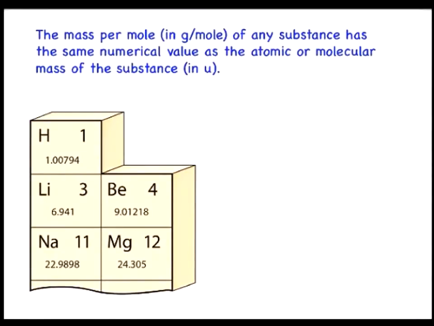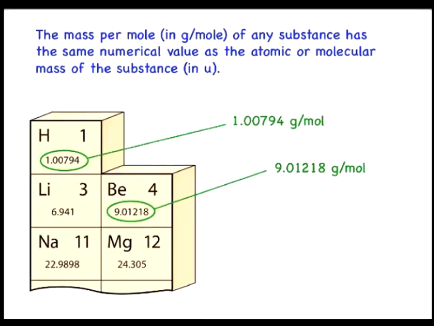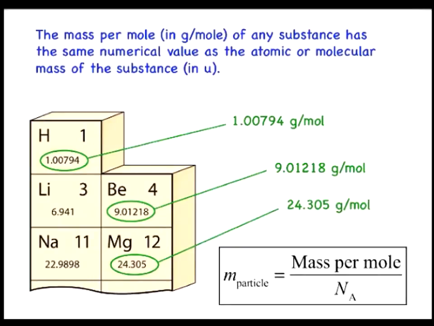Therefore, 1 mole of hydrogen has a mass of 1.00794 grams, beryllium has 9.01218 grams per mole, and a mole of magnesium has a mass of 24.305 grams. As a side note, in chemistry, the atomic mass is often referred to as atomic weight. Although not technically correct, the terms are used interchangeably.